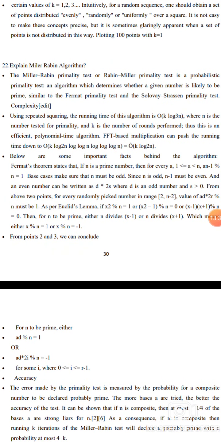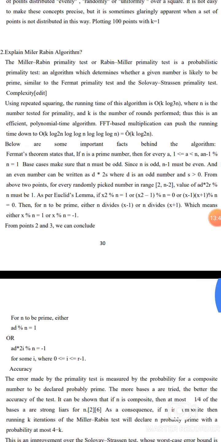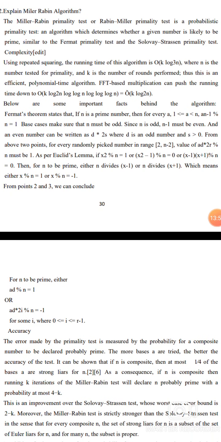22. Explain the Miller-Rabin algorithm. The Miller-Rabin primality test, or Rabin primality test, is a probabilistic primality test. It is an algorithm to determine whether a given number is likely to be prime, similar to the Fermat primality test, and it defines the complexity. Using repeated squaring, the running time of the algorithm is O(k log^3 n).